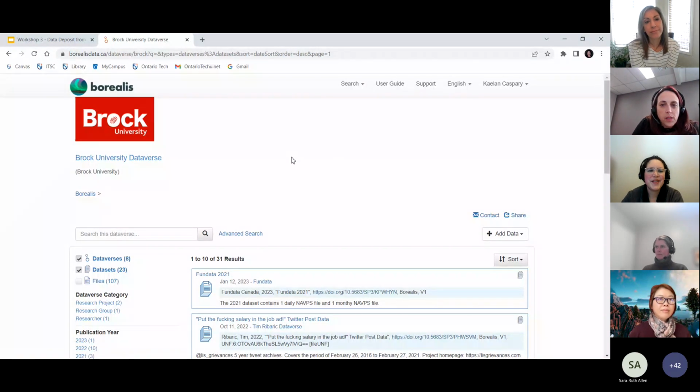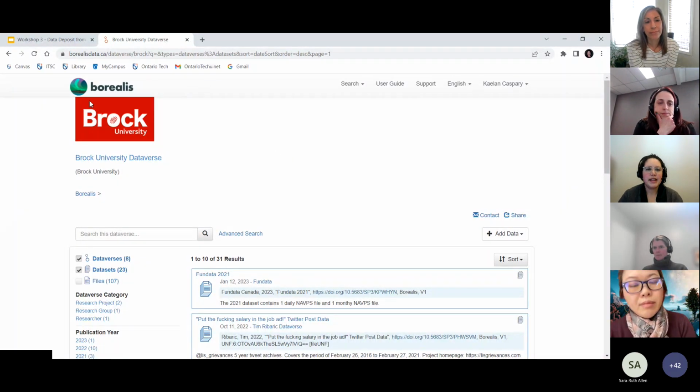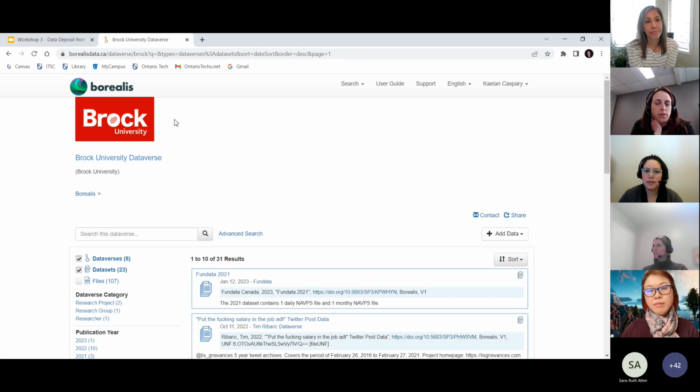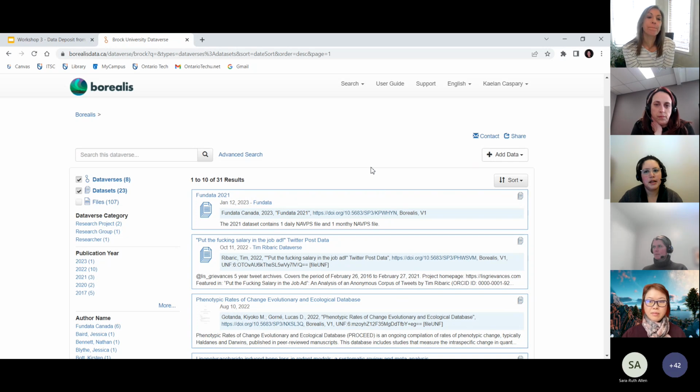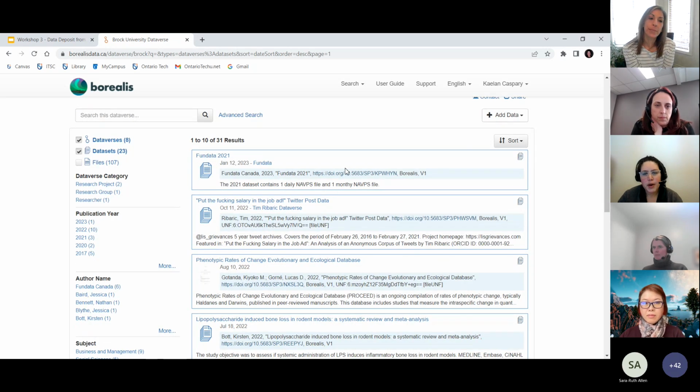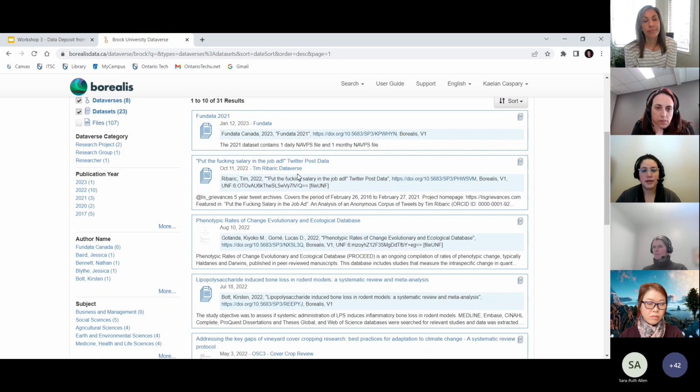All right, excellent. So this is what it looks like. You can see that it is institution specific. Brock University's name and logo are right up there at the top. We can scroll down and this is what it looks like. It's quite similar to a traditional database. You have the results in the middle and then filters on the left. So here are the results of everything that is there.